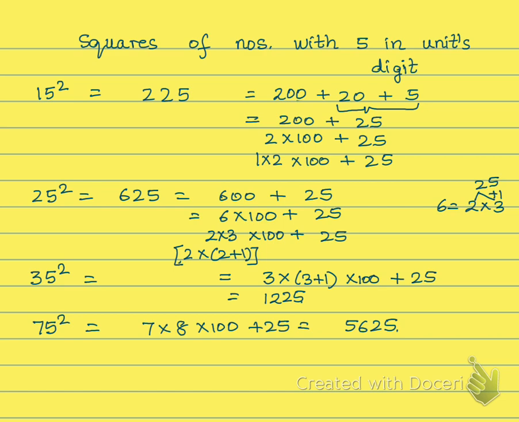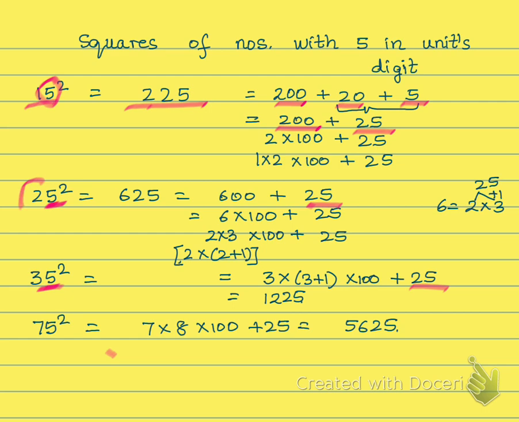Oh, here comes the interesting bit. Squares of numbers with 5 in the units digit. Let's start that, and we are straight away jumping into the double digit numbers. So 15 square is 225, right? What does this 225 mean? That means 2 times 100 plus 25. Now 25 will be obvious because your units digit is 5 over here. So wherever the units digit is 5, the number ends in 25, right?